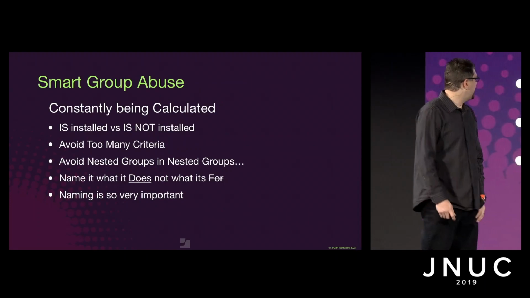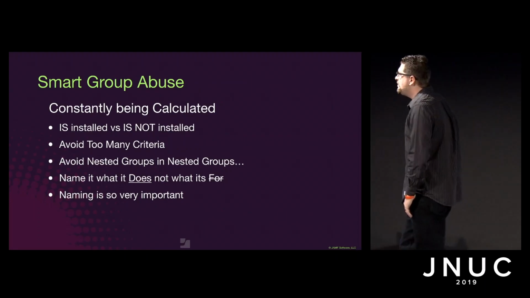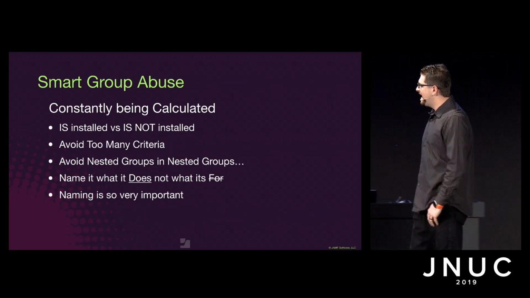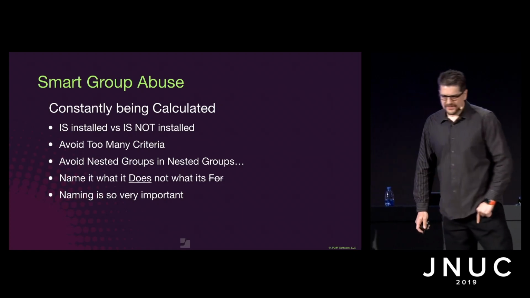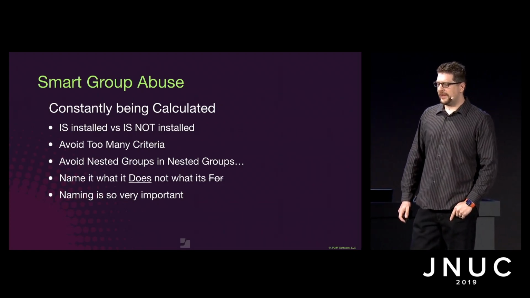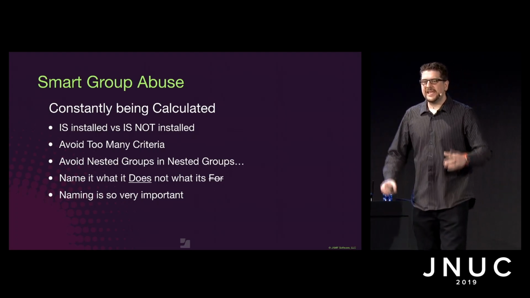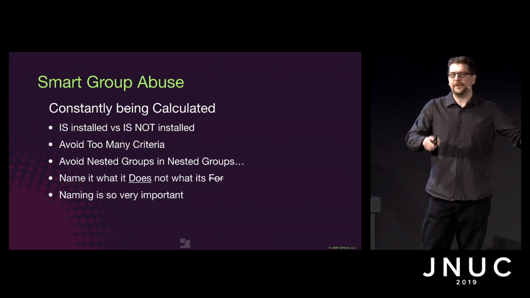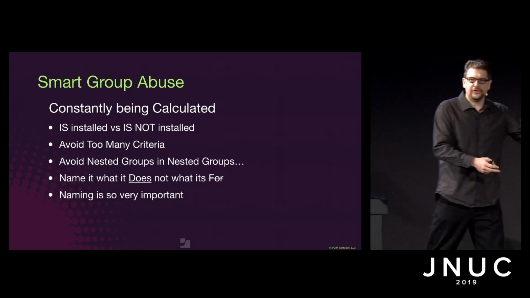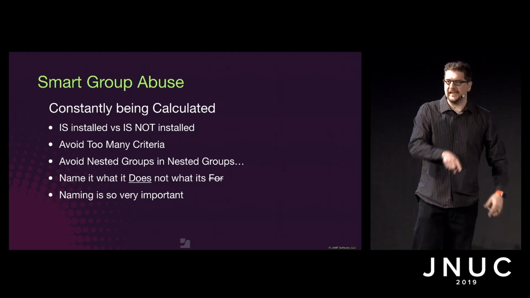But the other thing is naming, right? Name the smart group what it does and not what it's for. So don't make a smart group called troublemakers. What the heck is that? Instead, make it portables who are not encrypted. And then when you go to scope, you're looking for something, and that's what you need.